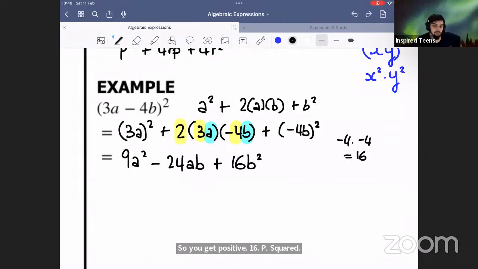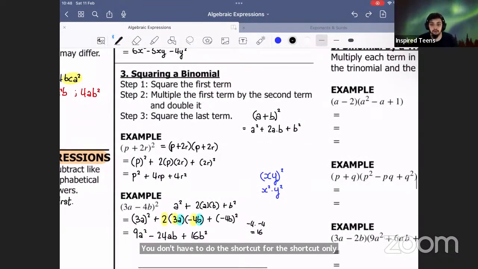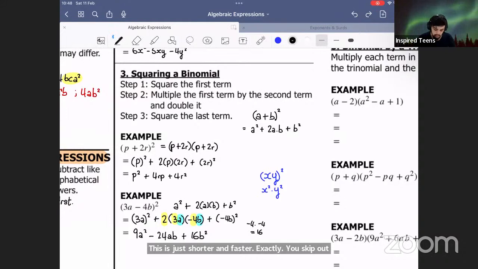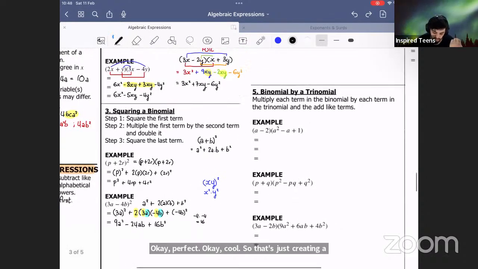Yes. Okay. So I find the FOIL method easier. That's perfectly fine. You don't have to do this. Why is it 2 times a times b? That's the method that you have to follow for the shortcut. You don't have to do the shortcut. The shortcut only works for squaring a binomial, not a different binomial times a different binomial. This is just shorter, faster. Exactly. You skip out that one step. Okay, perfect. So that was squaring a binomial with the shortcut.